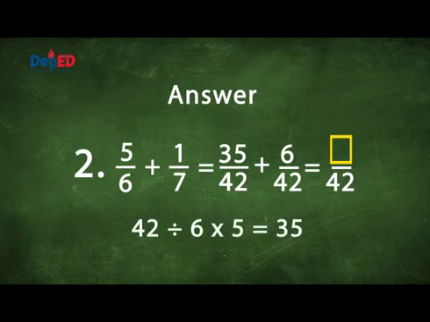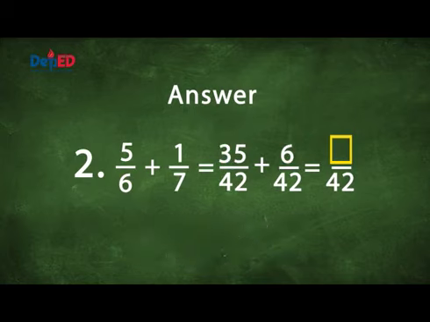42 divided by 6 times 5 equals 35. 42 divided by 7 times 1 equals 6. Step 3. Add the numerators. 35 plus 6 equals 41 and copy the common denominator 42. We have 41/42. Is 41/42 already in lowest term? Yes. Therefore, our missing number is 41 and our final answer is 41/42.